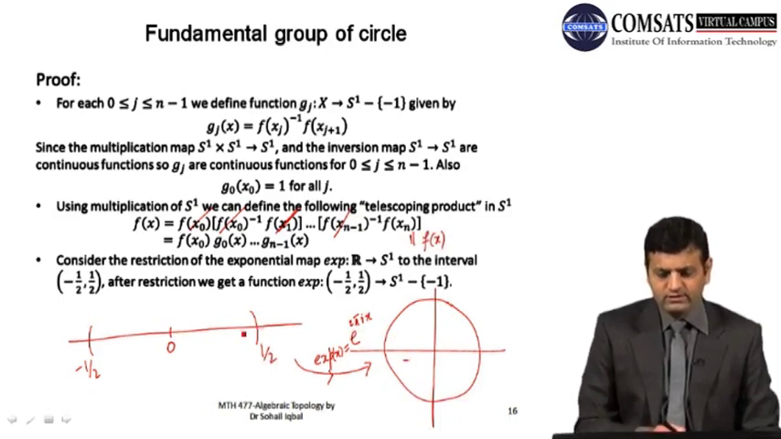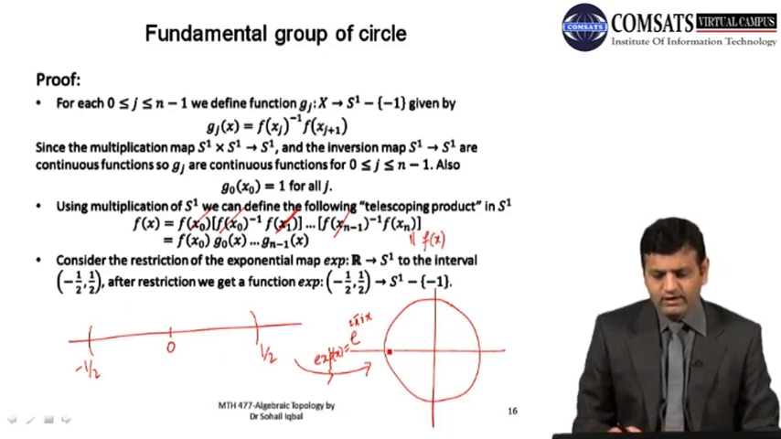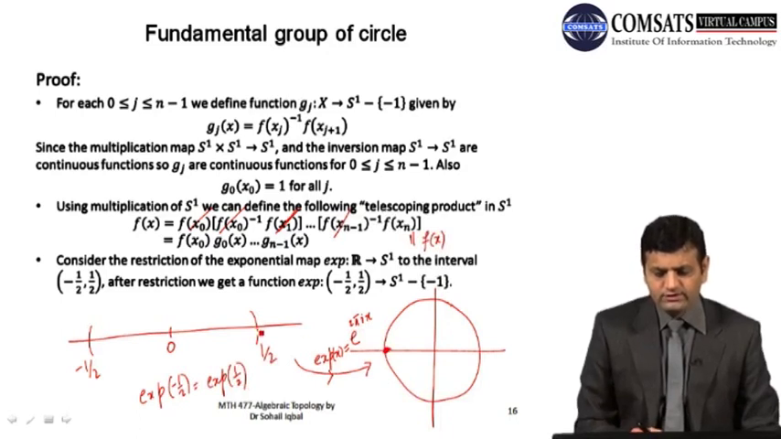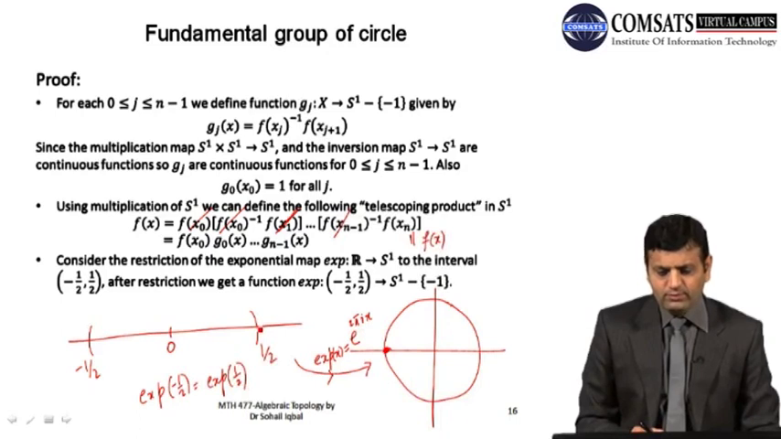But if we restrict this to the interval -1/2 to 1/2, then we will get points of S1 minus this point -1. Okay, so why is that the case? Because we can easily calculate the image of -1/2 and the image of 1/2, and this is going to be this point -1, and in this open interval we have excluded those points, so this is going to be a map from this open interval -1/2 to 1/2 to S1 minus -1. So we have taken -1 out of here.